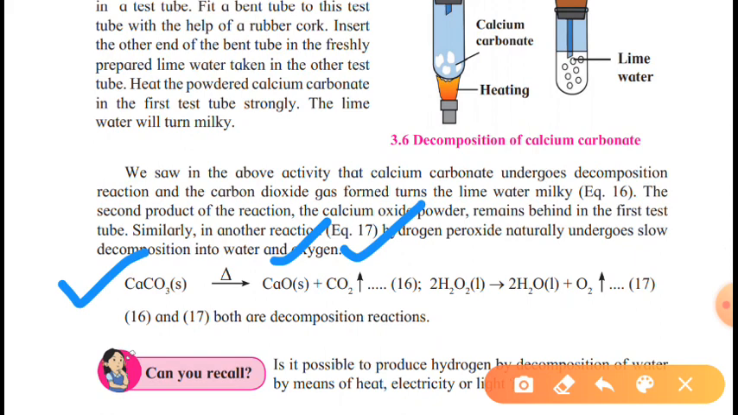Decompose होणे म्हणजे त्याचे अपघटन होणे किंवा ते ब्रेक होणे. It decomposes and we get calcium oxide and CO2.